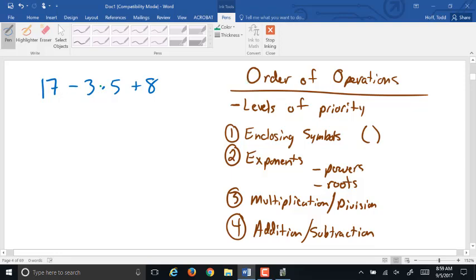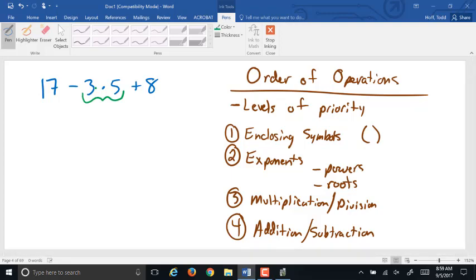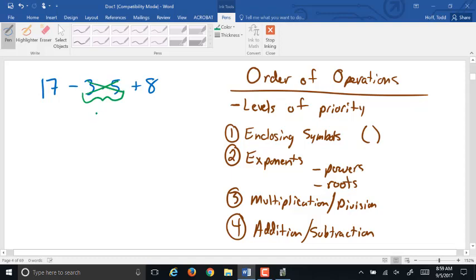Do we have any enclosing symbols? No. Any exponents? No. Multiplication or division? Yes. So that's the first thing we have to do. We only have the one multiplication here, which is 3 times 5. So we're going to take out the 3 times 5 and replace it with the result, which is 15. And the rest of the problem does not change. Everything else stays the same.